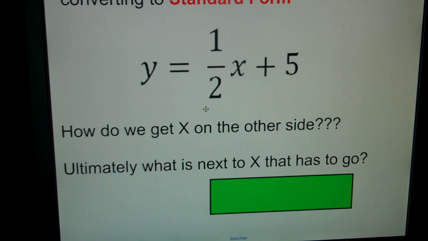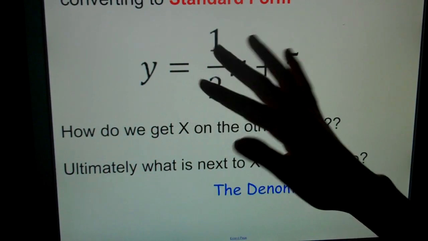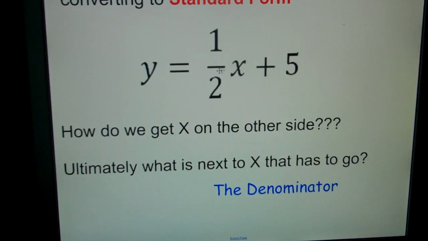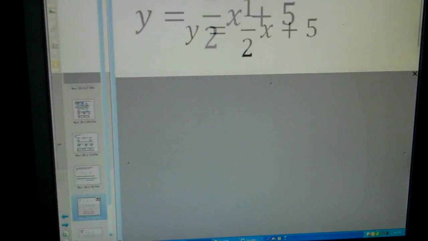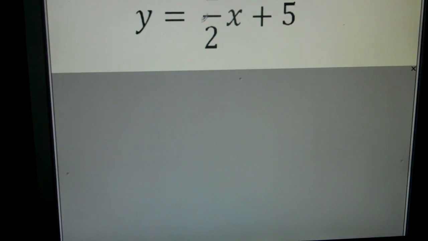We need this 2 to go away because he's on the bottom and he's crowding up my x. So the thing you always want to look at is the denominator. Okay? That's how we're going to get x by itself. Because I can't simply just do minus a half x and do that. I've got to get this fraction to go away. Alright, so my denominator is 2. So I want you to watch what I do in the next one. I'm just going to, same problem. Okay? So let me get a pen here. Alright, we wanted this 2 to go away.